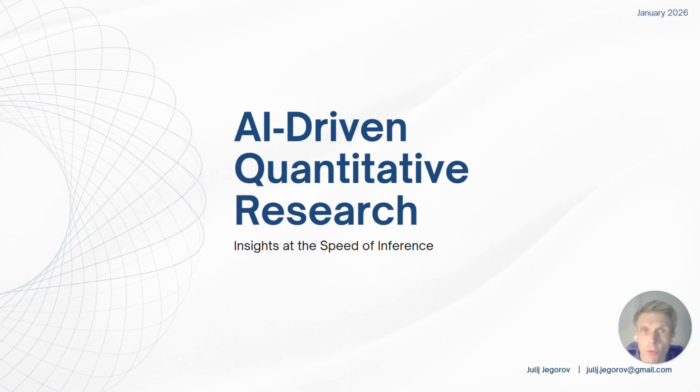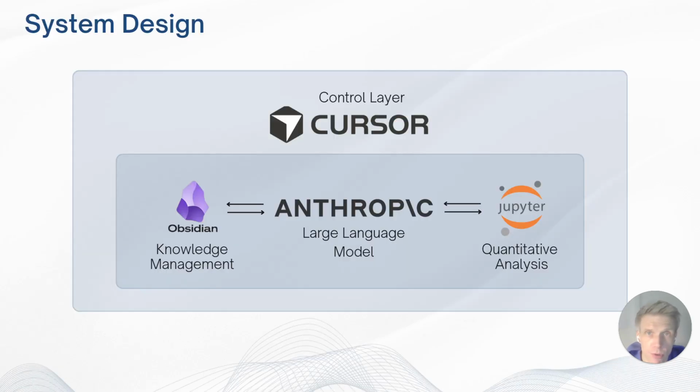Today, I would like to give you a brief look at how recent AI developments can enhance quantitative analysis, helping us work more efficiently, uncover patterns faster, and make research clearer and more structured. The system I use brings together four powerful components: a knowledge base, an analytical engine, an AI reasoning model, and a control layer that ties everything together.